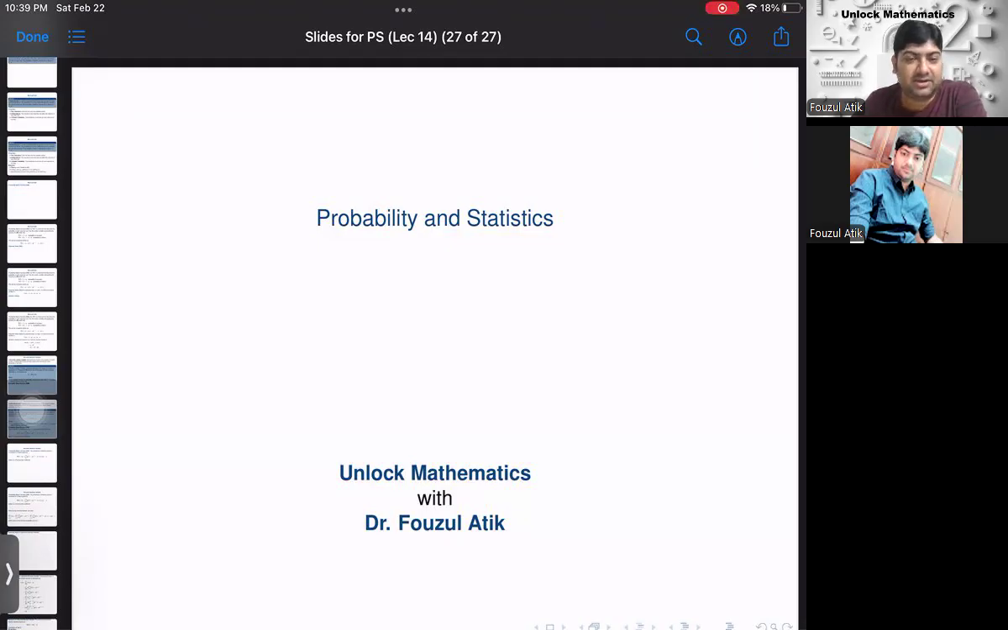In the last lecture, we discussed the discrete type random variable, right? And from today's lecture, we'll discuss a particular type of discrete type random variable. Let us see what that is.